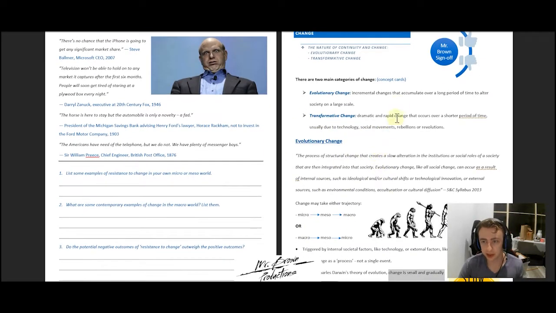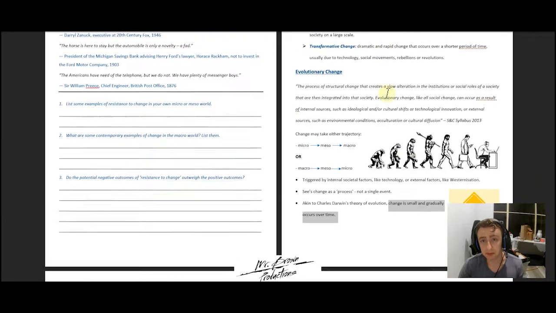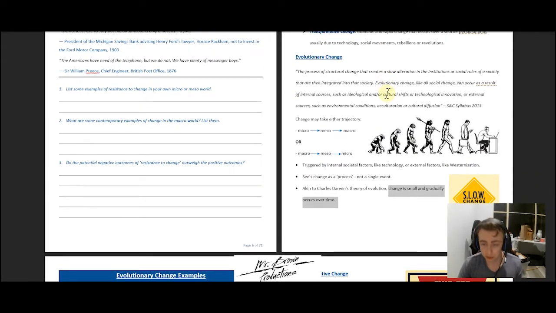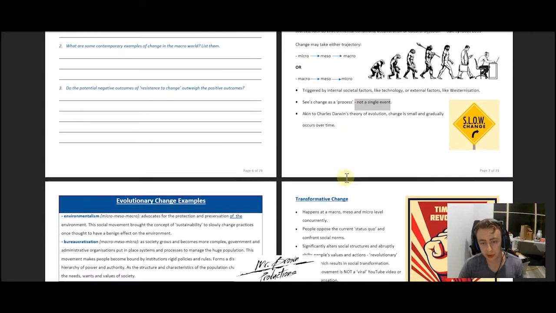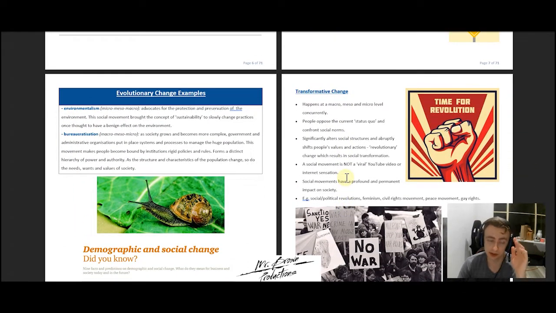The main things you want to get from it is that it's change that happens over a long period of time. It's a slow process, it's a gradual process, and it's definitely not a single event. It's definitely not something that happens quickly. And it's a linear change. It goes from point A to point B.